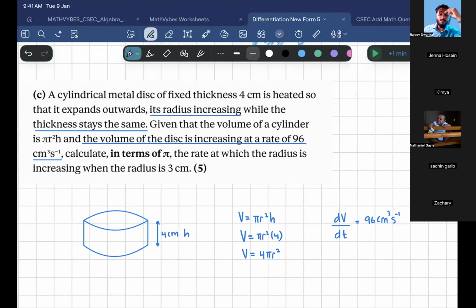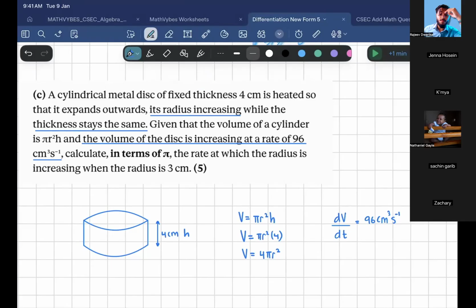Then they're saying calculate in terms of pi. Sachin and Zachary, if they're saying in terms of pi, can you just casually leave out pi? No, sir. I don't want to make that mistake in the exam. Sachin, if they say in terms of pi, you can't leave out pi in your final answer. I'm telling you this so it wouldn't slip your mind next time. So your final answer must have pi, whatever you do.